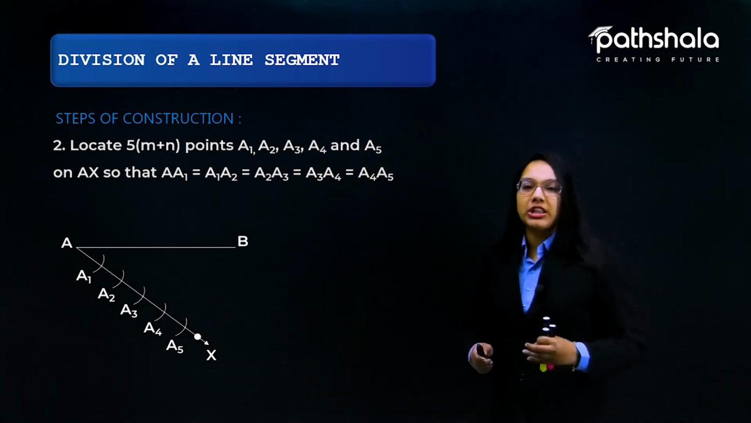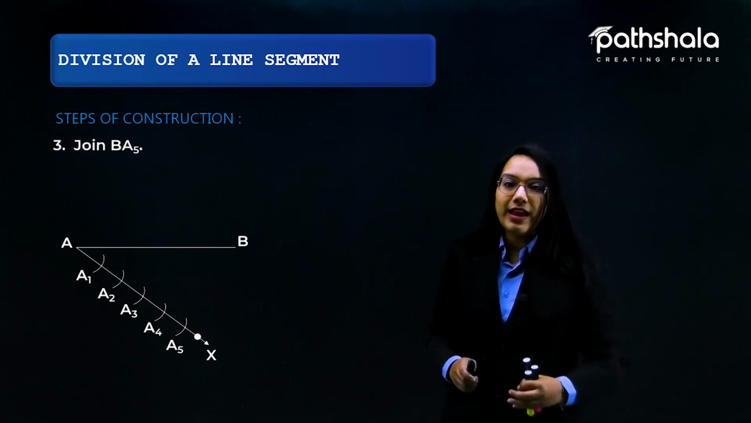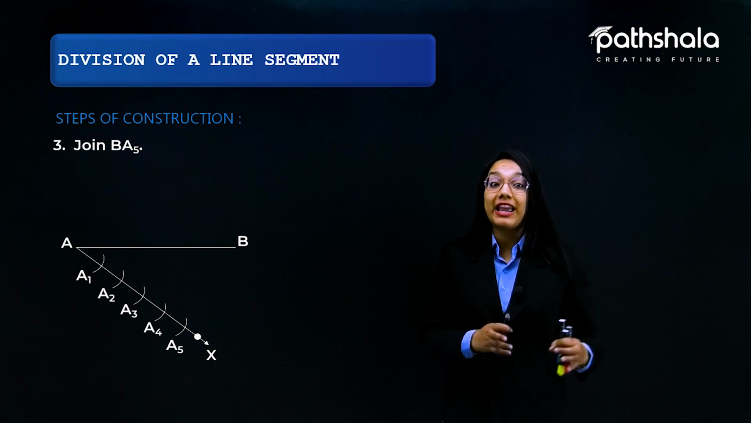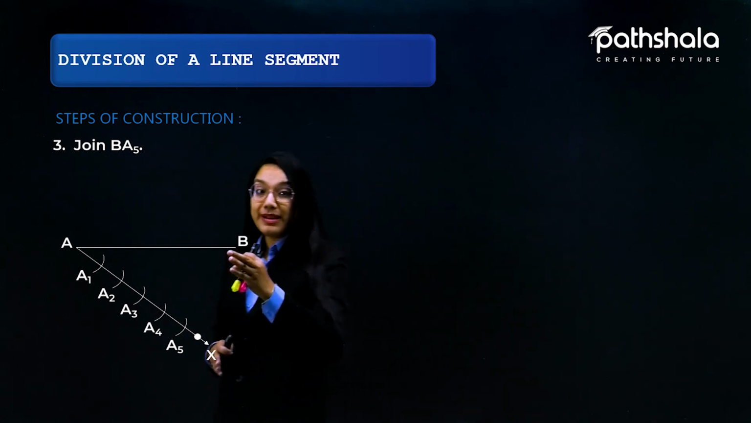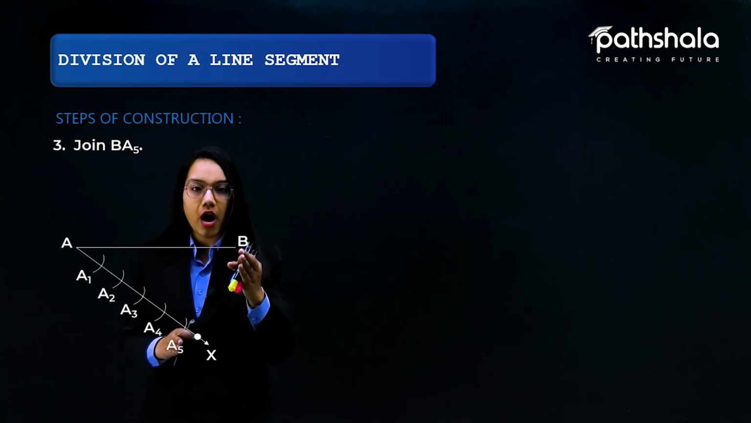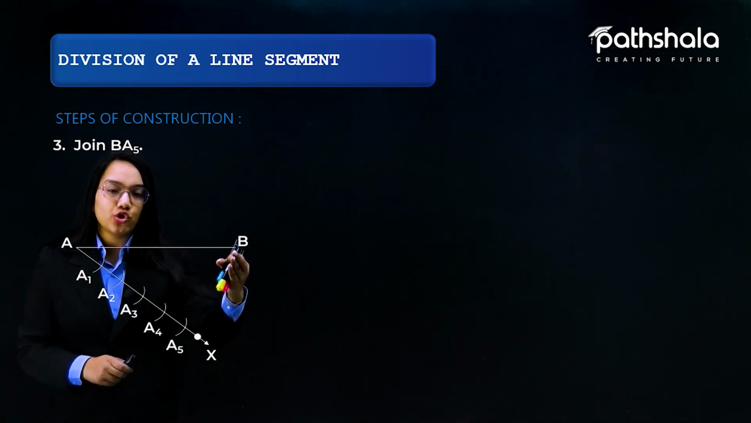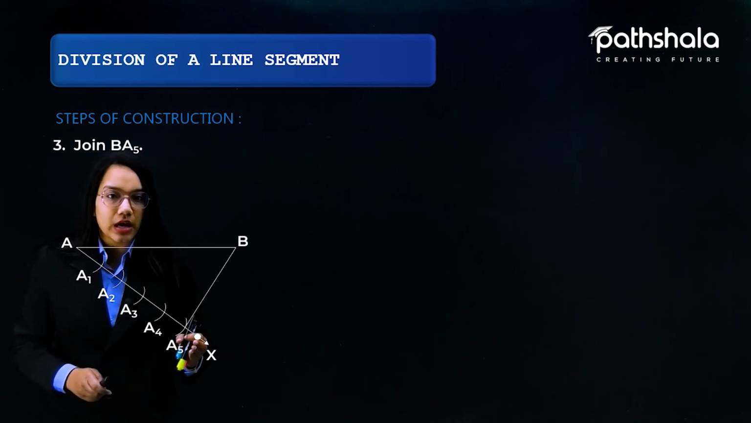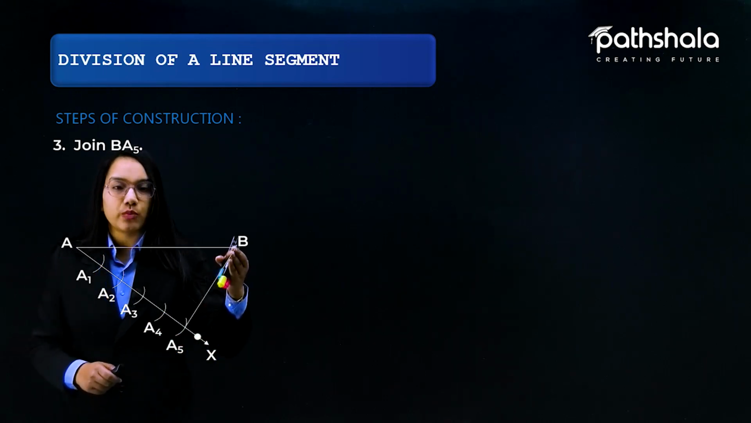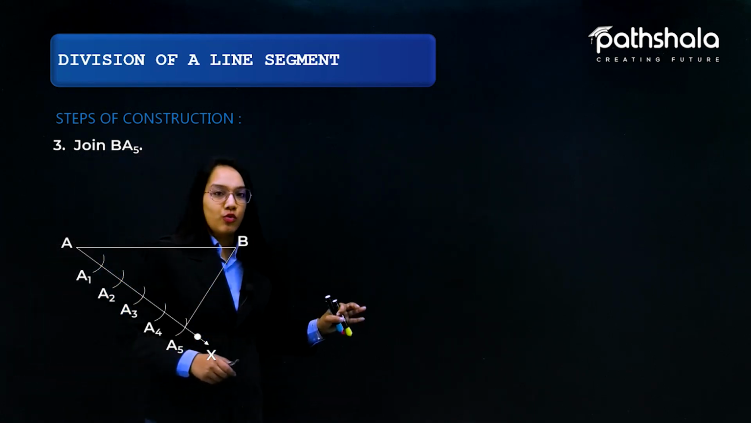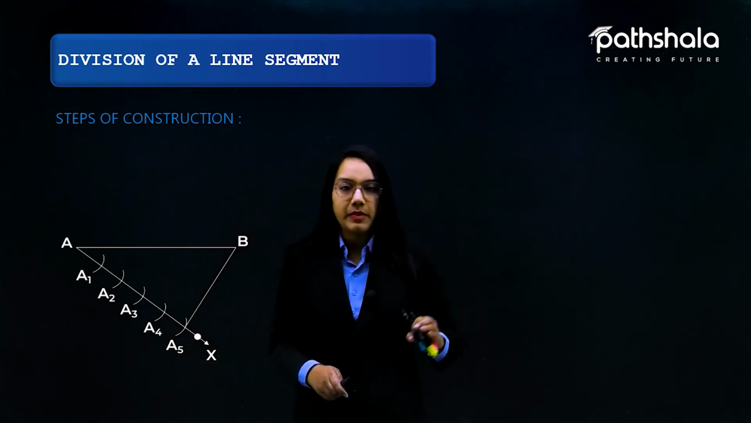Step number 3 says that we have to join BA5. So join B and our last arc, that is this one. So we have to join BA5. Let's join BA5. This is the 3rd step in which we have to join BA5. So we are done with it. Now let's move on further towards step number 4.